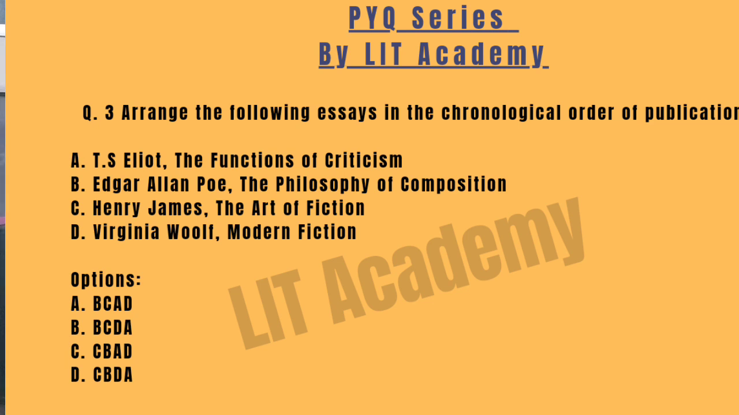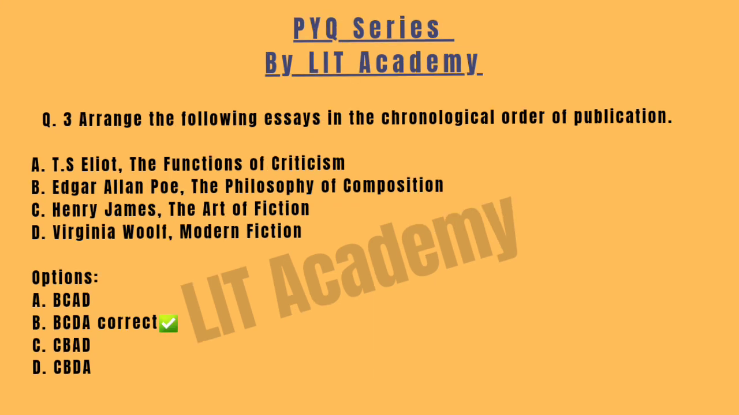So option B is correct here because it is B, C, D, A. Edgar Allan Poe's Philosophy of Composition was published before. It was published in the year 1846. Then Henry James, The Art of Fiction, option C, which was published in 1884.